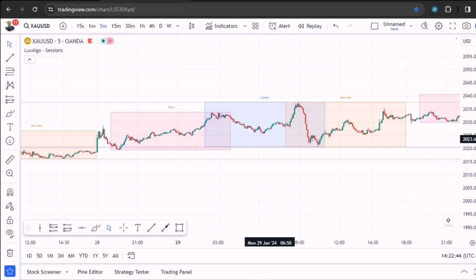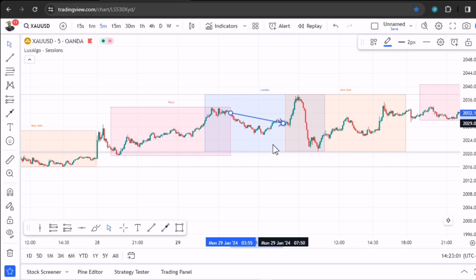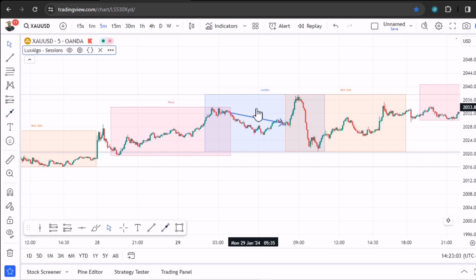sessions of the market. This indicator just shows the sessions of the market. Here is the Tokyo, London, and New York. And what I showed you is that if price was on a downward movement on the London session alone, immediately when the New York session opens, price is going to move in the opposite of that.